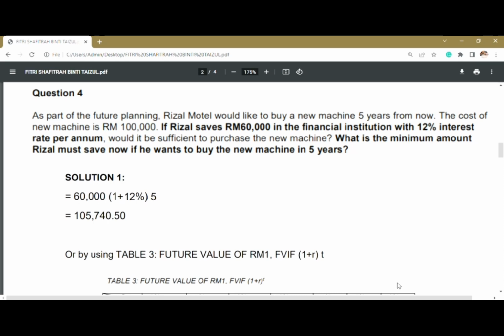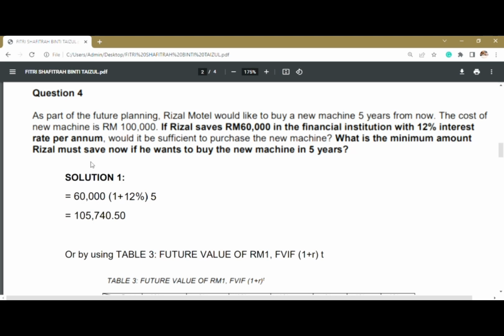I'm going to continue with question number 4. As part of the future planning, Rizal Motor would like to buy a new machine 5 years from now. The cost of the new machine is 100,000. If Rizal saves 60,000 in the financial institution with 12% interest rate per annum, would it be sufficient to purchase the new machine? What is the minimum amount Rizal must save now if he wants to buy the new machine in 5 years?